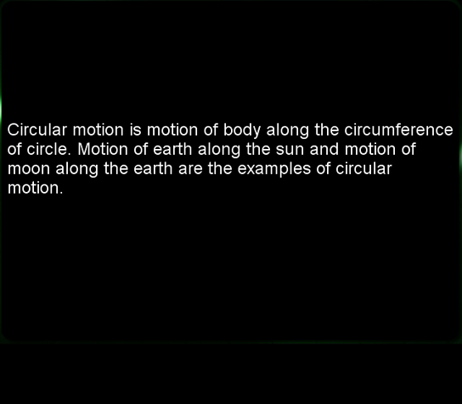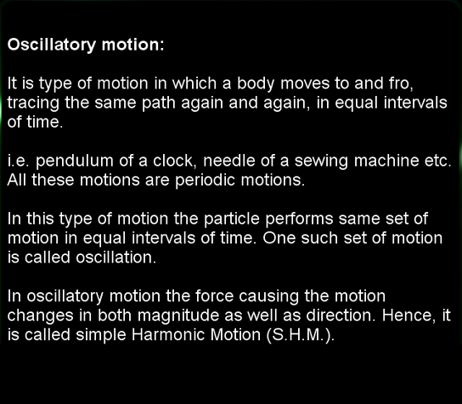Circular motion is motion of a body along the circumference of a circle. Motion of the earth round the sun, motion of the moon round the earth are the examples of circular motion.